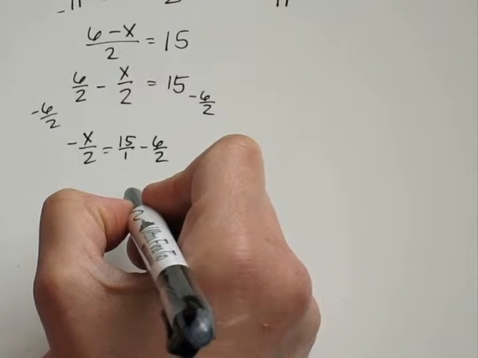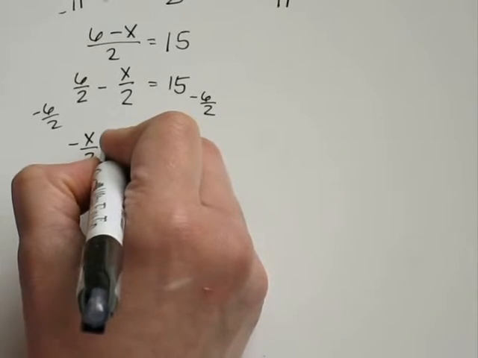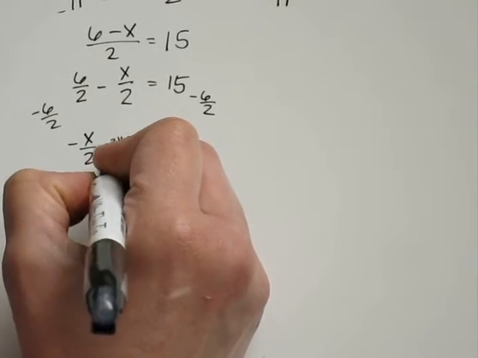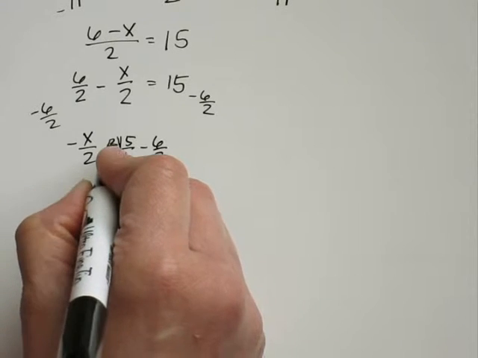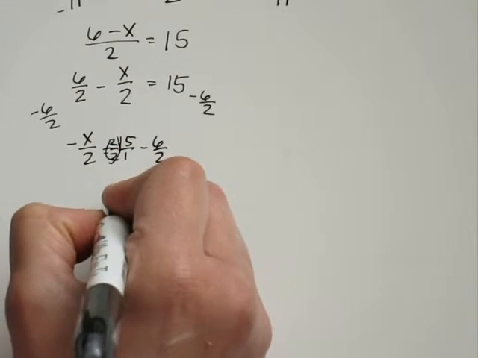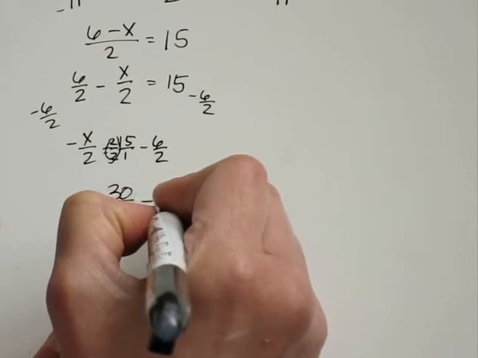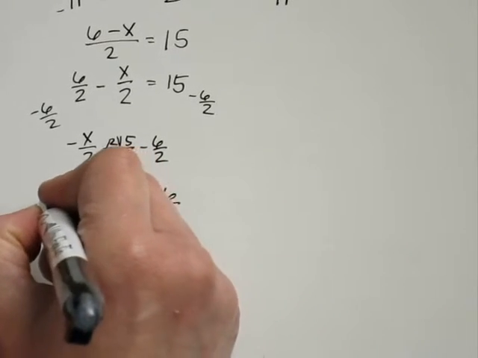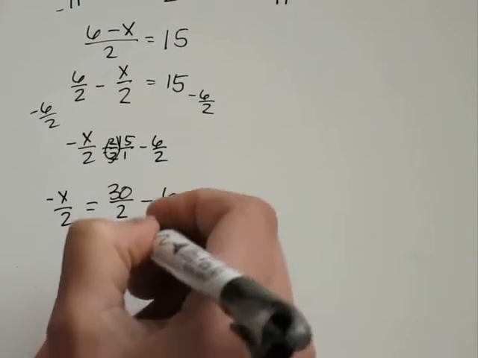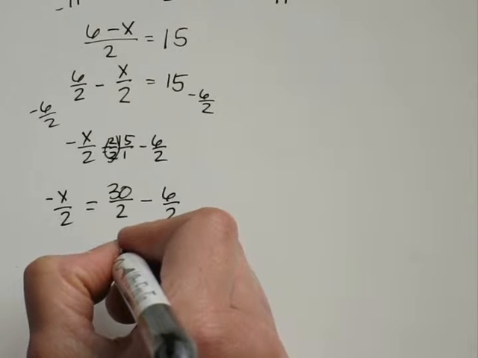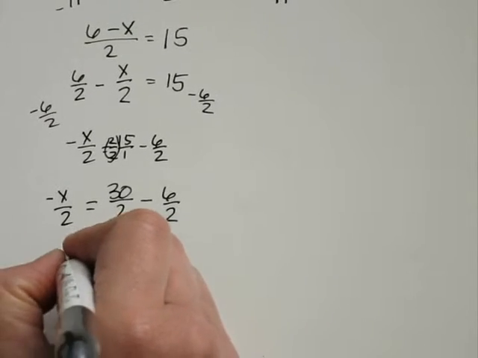Since you're subtracting a fraction, you're going to want the common denominator. In this case, it'll be 2. So you'll take 2 over 2 times 15 over 1. So 2 times 15 is 30. 2 times 1 is 2 minus 6 over 2. And that's going to equal negative x over 2. 30 minus 6 is 24 over 2.